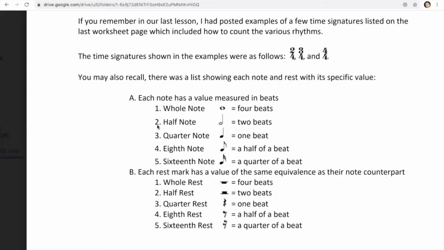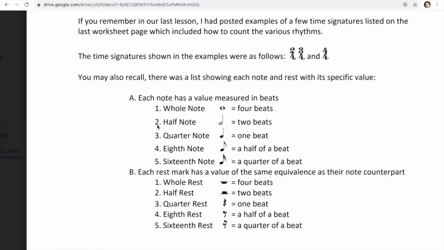The whole note is 4 beats, the half note counts as 2 beats, the quarter note counts as 1, the eighth note counts as a half beat, and the 16th note counts as a quarter of a beat. Each rest has the same value as its note counterpart. The whole rest has 4 beats, the half rest 2, the quarter 1, the eighth rest a half a beat, the 16th rest a quarter of a beat.